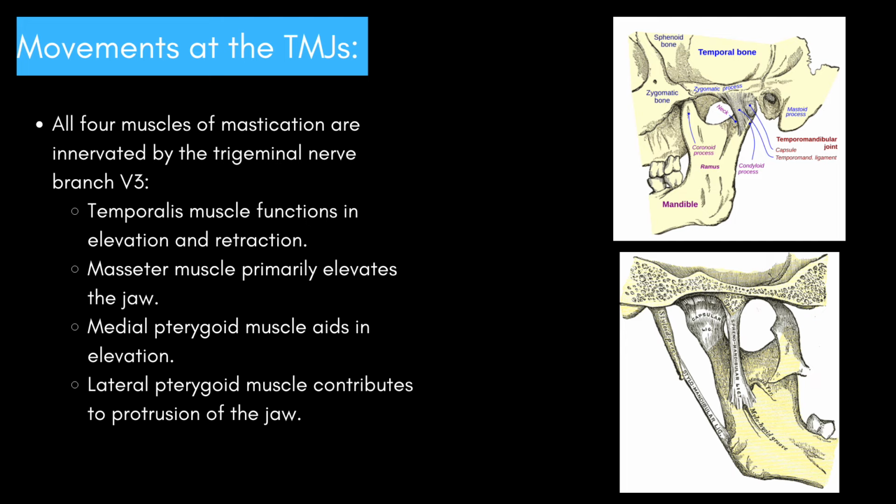Let's next take a look at the movements at the TMJs, also known as temporomandibular joints. All four muscles of mastication are innervated by the trigeminal nerve branch, V3. Temporalis muscle functions in elevation and retraction. Masseter muscle primarily elevates the jaw. Medial pterygoid muscle aids in elevation. Lateral pterygoid muscle contributes to protrusion of the jaw.